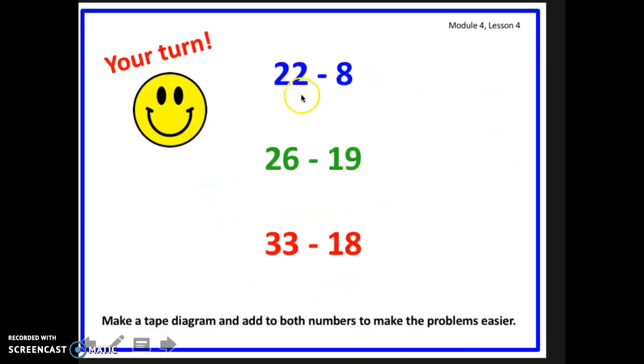All right, I want you to look at 22 minus 8. We're only going to do the first one on this page, and then we'll do the rest of them together when you're with me. Okay, so we're going to take our 22, make your tape diagram, and take your 8.